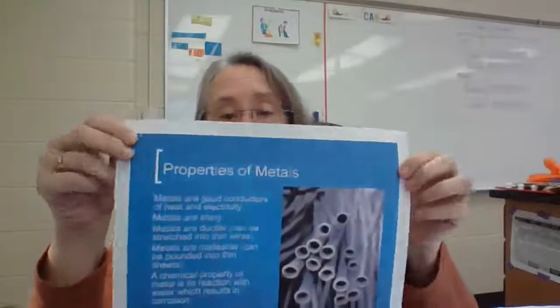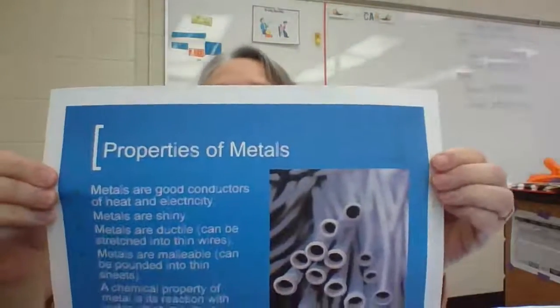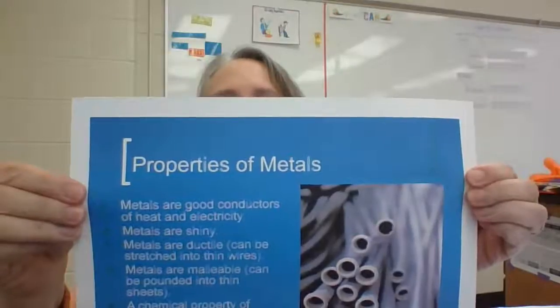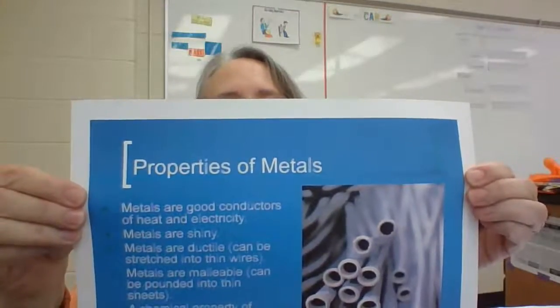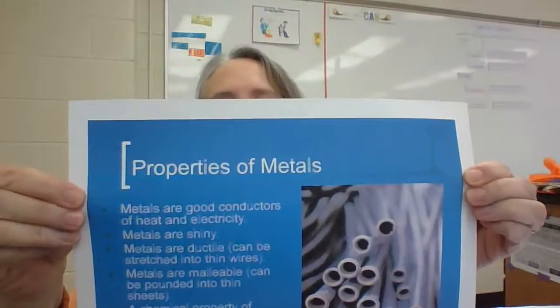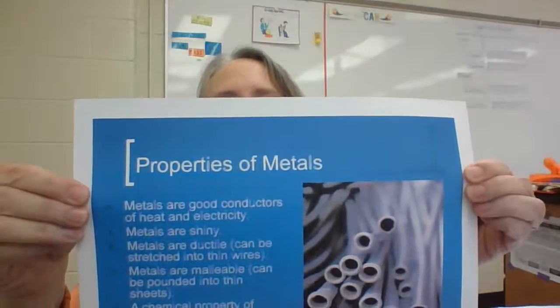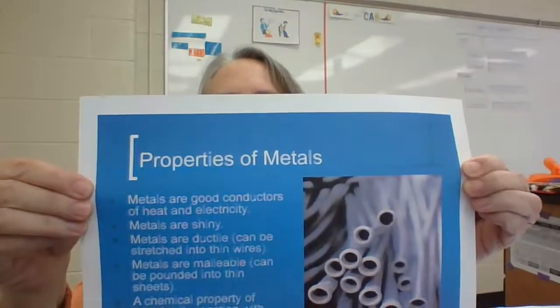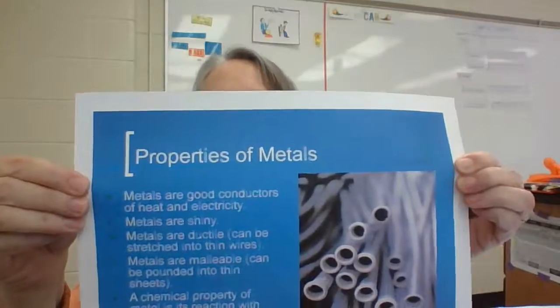So one of the things that I need to tell you about is that metals have certain properties. And that's how we know they're metals, because, and you don't need to read all of this, because I'll read it to you. Metals are good conductors. That means that electricity can go through them easily. Metals are shiny. Metals are ductile, and I'll talk to you about that in a minute. Metals are malleable. Talk to you in a minute.